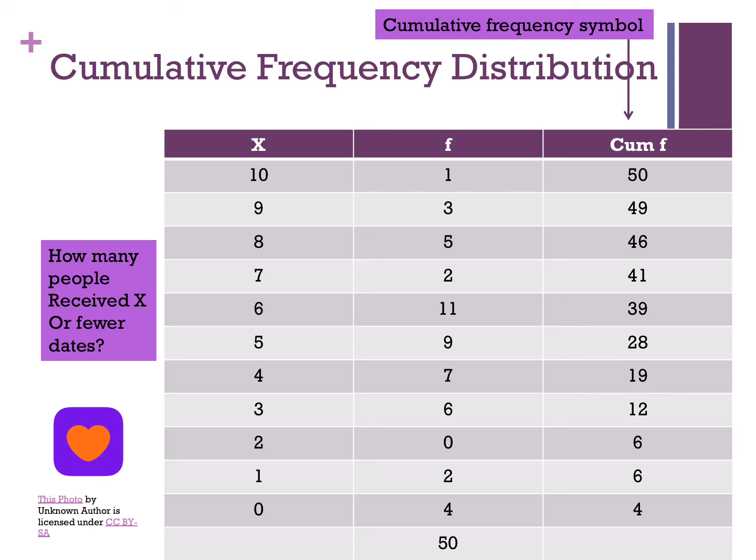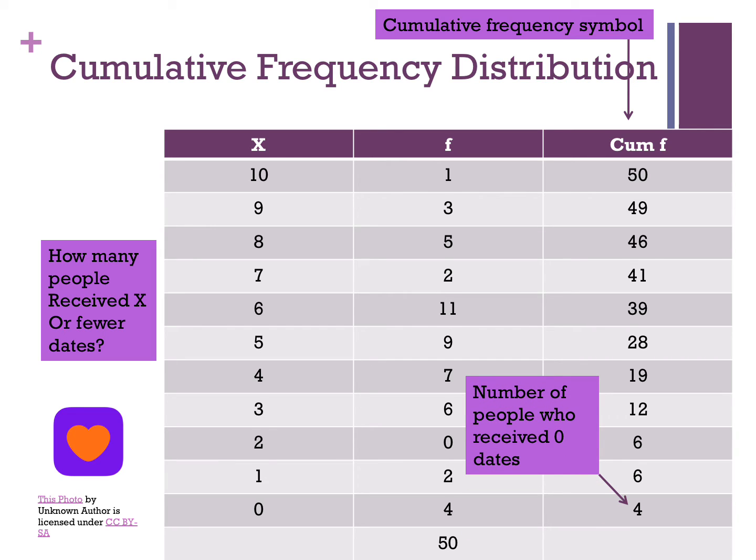And this tells you 4 people received 0 dates. The entry above that is a 6, and this tells you 6 people received 1 or fewer dates. And you obtain this number simply by adding together the number of people who received 0 and the number of people who received 1 date.